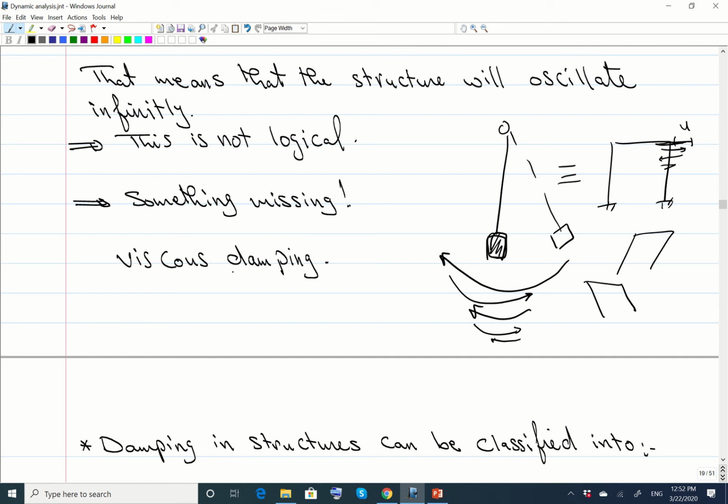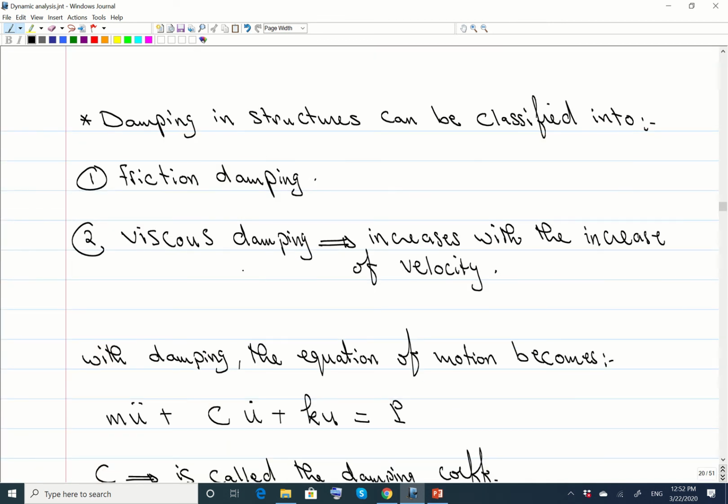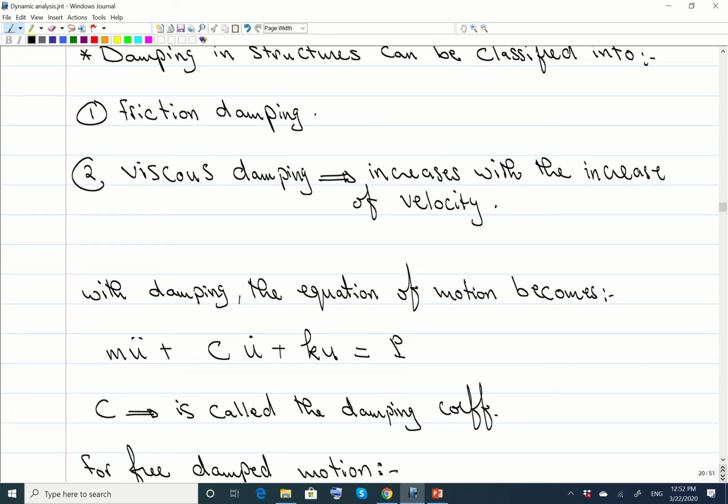It's called damping, viscous damping. What is viscous damping in structures? Damping can be classified into two parts, frictional damping and viscous damping. The viscous damping, which we're going to be using, is a damping that increases with the increase of velocity. What does this mean? Say you have a car moving with a velocity. There is air surrounding this car or structure. The more the velocity, the more the resistance of the air will be. So the viscous damping increases with the increase of the velocity.